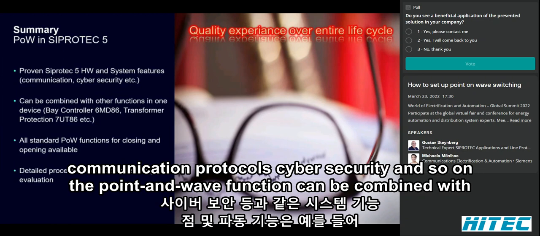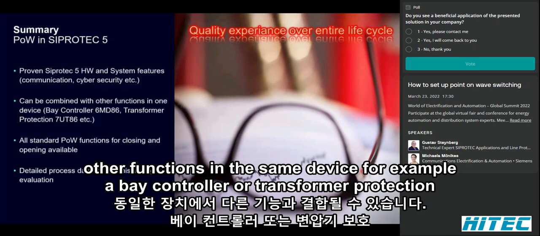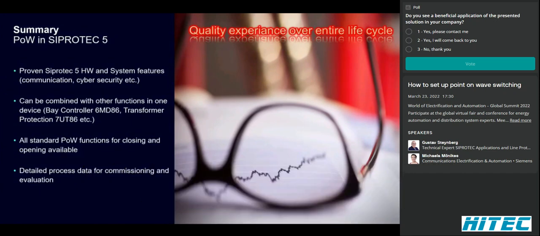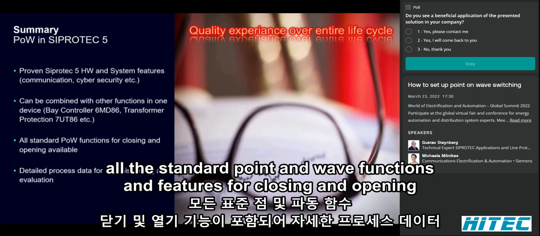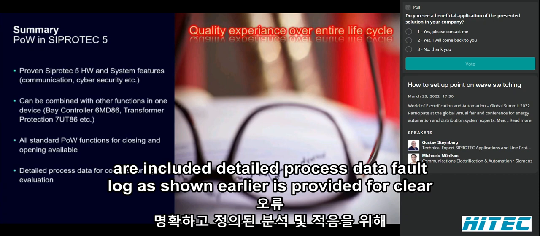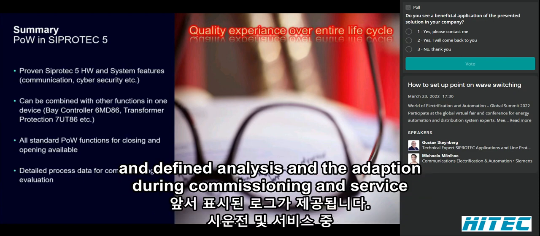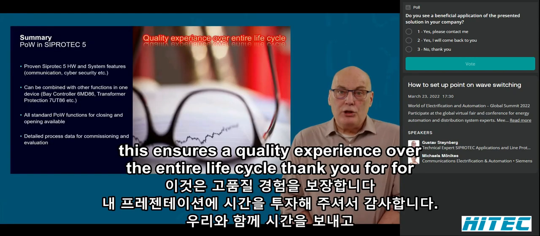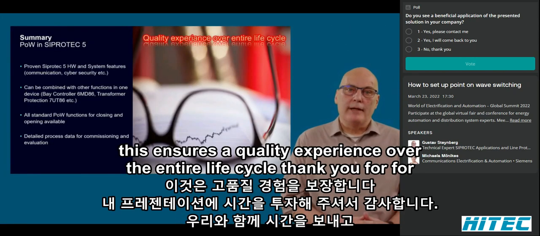The point-on-wave function can be combined with other functions in the same device, for example, a bay controller or transformer protection. All the standard point-on-wave functions and features for closing and opening are included. Detailed process data, fault log, as shown earlier, is provided for clear and defined analysis and adaptation during commissioning and service. This ensures a quality experience over the entire life cycle.